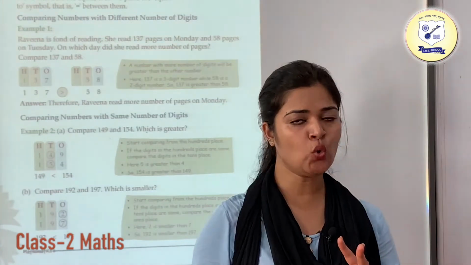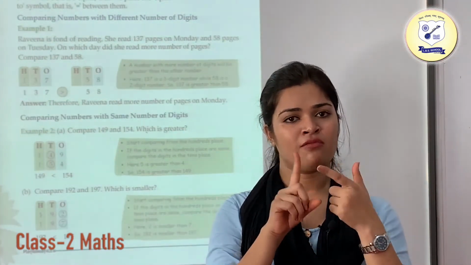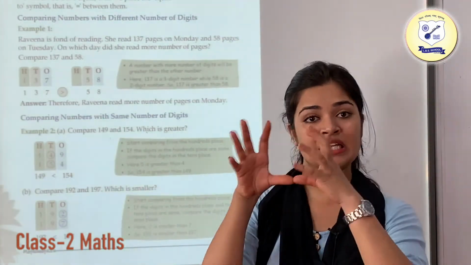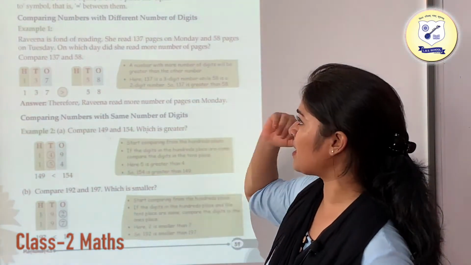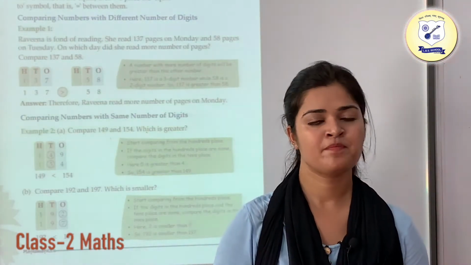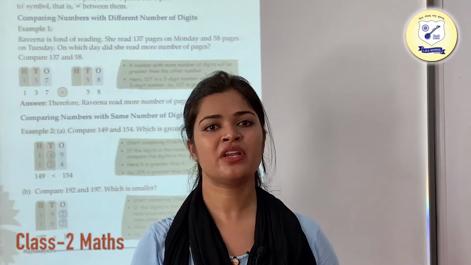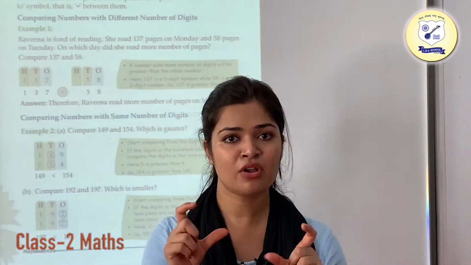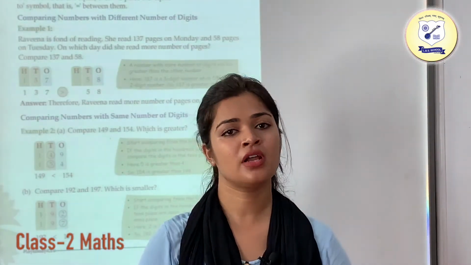So we have 2 days, and on Monday she has read 137 pages, and on Tuesday she has read 58 pages. Among these two numbers, which one is the larger one? How can you get that? A number with more digits will be greater than the other one. If you have two numbers, where the first is a 2-digit number and the second is a 3-digit number, then the number with more digits is going to be your greater number.